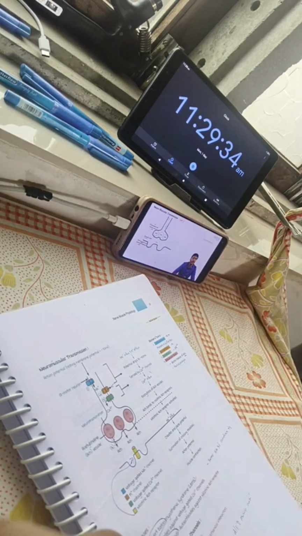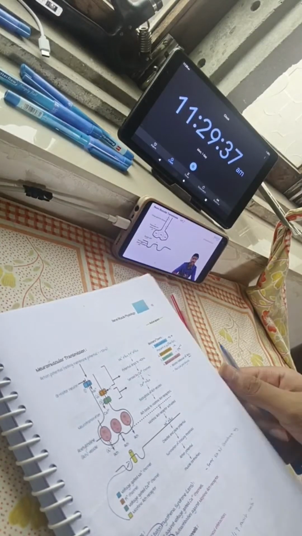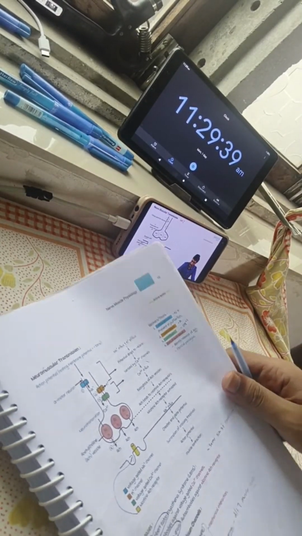Weakened is by the muscle. Now, what is the first starting point? Which channel has to open? Sodium channel has to open. The first starting point is sodium channel opening.